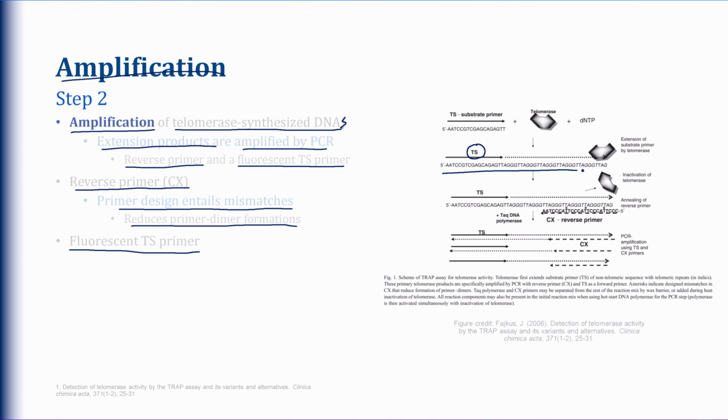Once you've done the first initial extension reaction of the telomerase substrate, or the non-telomeric oligonucleotide, the next step is that the reverse primer will anneal to the extended product. The extended product can be seen here. This is the extension shown in italics, and you can see the reverse primer annealing to it. You can also see the mismatches in asterisks. What you have to keep in mind here is that the CX, or the reverse primer, will produce a second strand of DNA, and then you will perform a PCR amplification where a fluorescent TS primer is going to be used along with the same reverse primer, the CX primer, to amplify the telomerase substrate product that has been extended by telomerase.